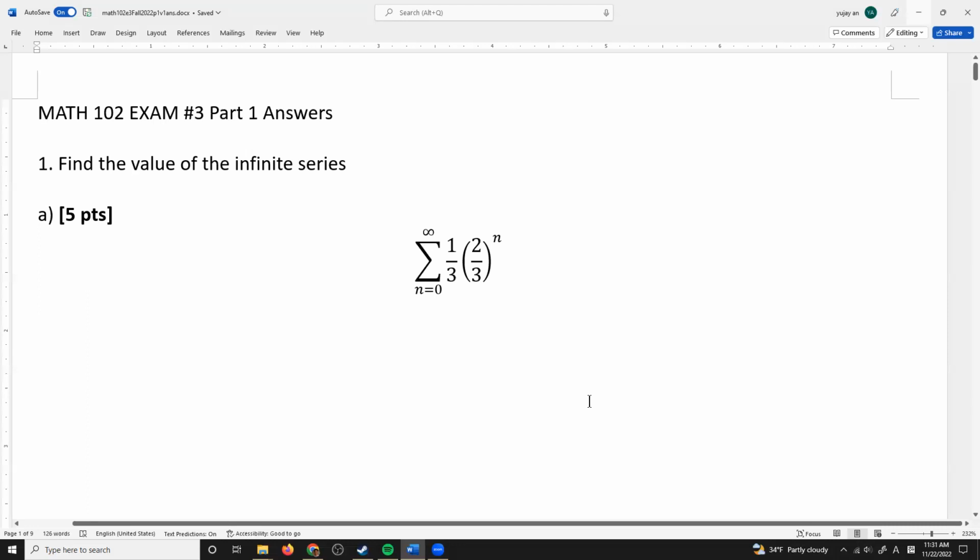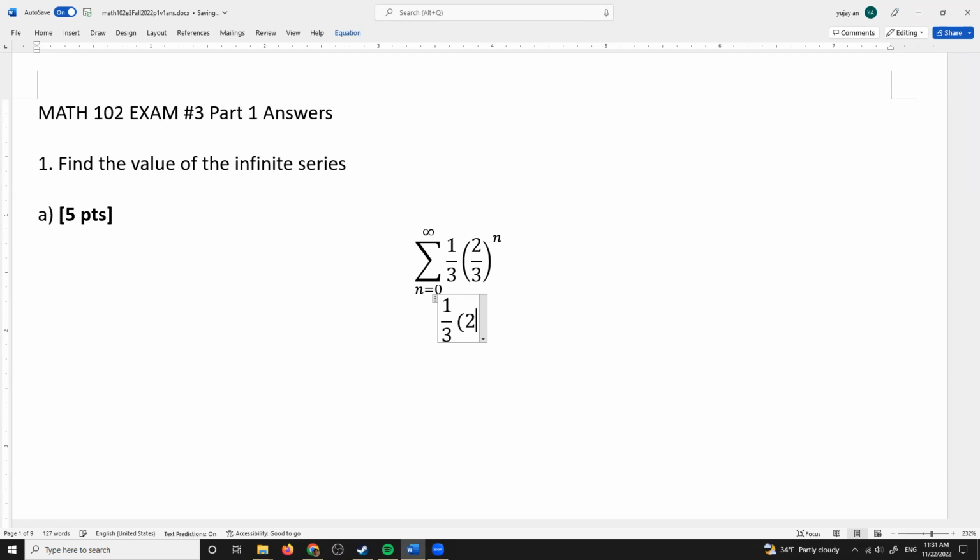All right, so for this question, let's start by writing out the terms. When n is 0, you get 1/3 times 2/3 to the 0th power. Well, what's that? That's 1/3 times 1, because anything to the 0th power is 1. So 1/3 is the very first term.